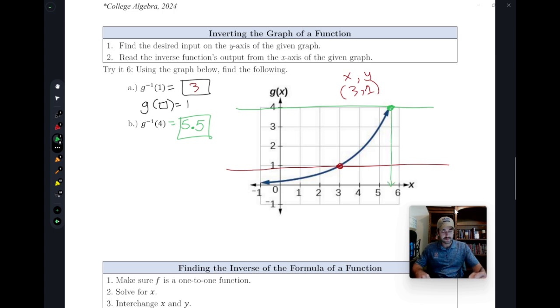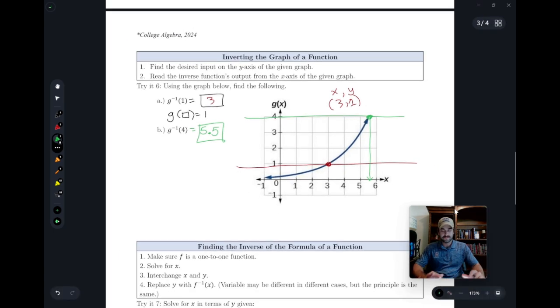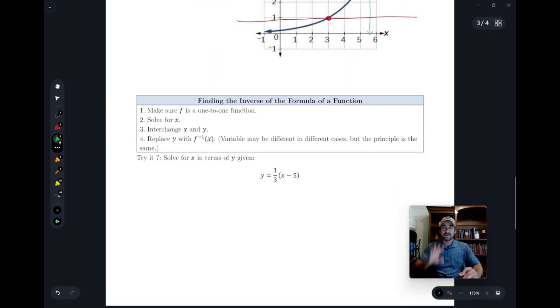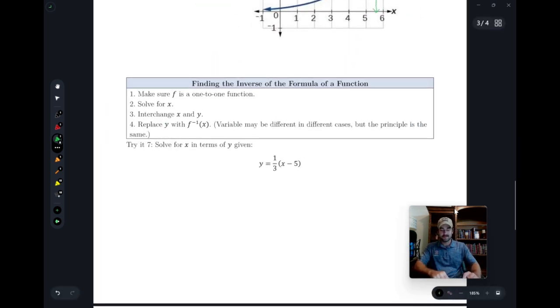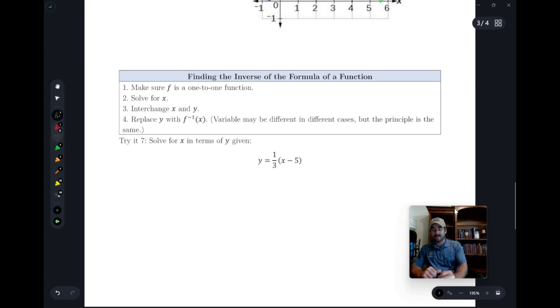Because when you drop it straight down, it looks like you get about 5.5. All right, now here's the meat of this section, finding the inverse, applying these 4 steps. And I'm going to go step by step with the book because I think it's really important to catch these steps.